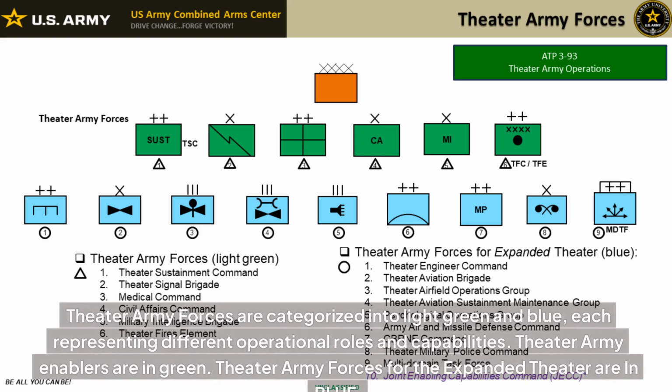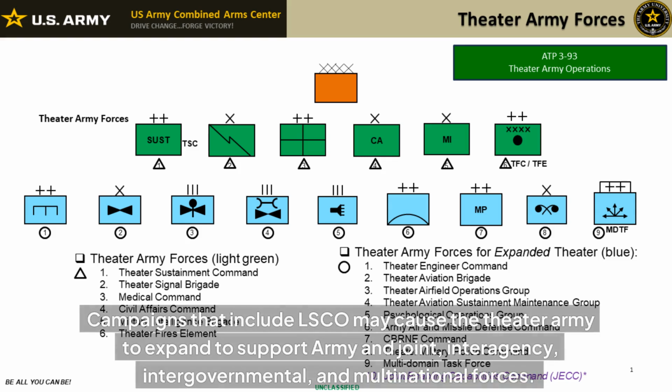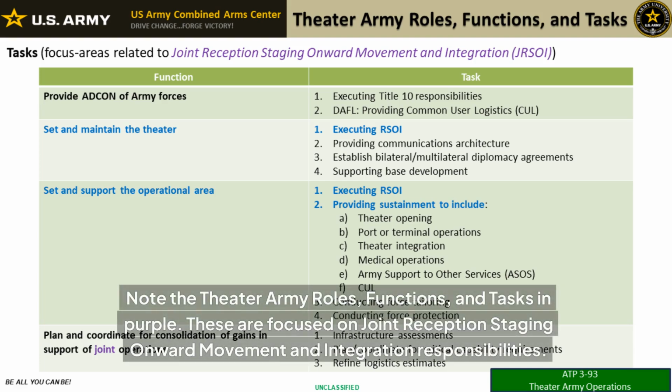Theater Army forces are categorized into light green and blue, each representing different operational roles and capabilities. Theater Army enablers are in green. Theater Army forces for the expanded theater are in blue. Campaigns that include LSCO may cause the Theater Army to expand to support Army and joint, interagency, intergovernmental, and multinational forces. Note the Theater Army roles, functions, and tasks in purple. These are focused on joint reception, staging, onward movement, and integration responsibilities.